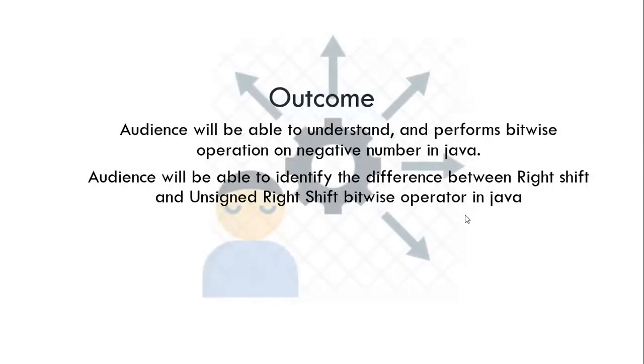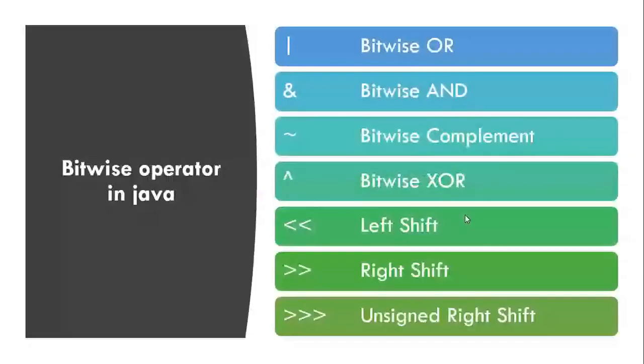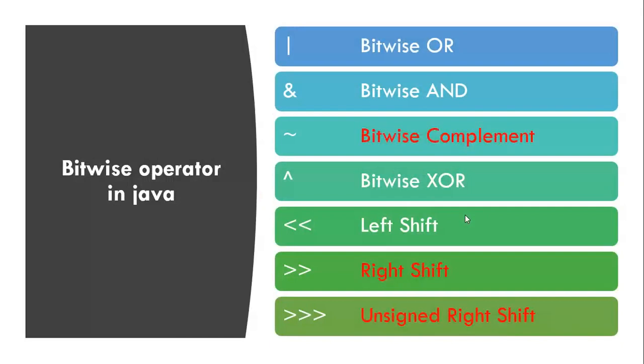After this lecture, you will be able to understand and perform bitwise operations on negative numbers in Java. Also, you will be able to identify the difference between right shift and unsigned right shift bitwise operators in Java. There are 7 available bitwise operators in Java. In this lecture, we are going to discuss the bitwise complement, right shift, and unsigned right shift operators in Java.